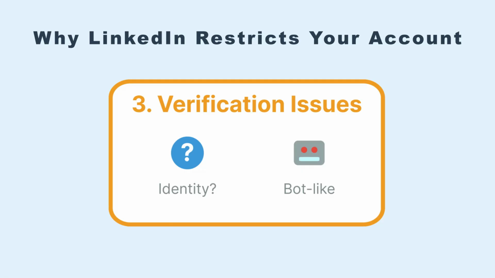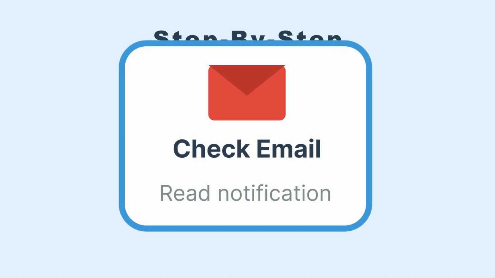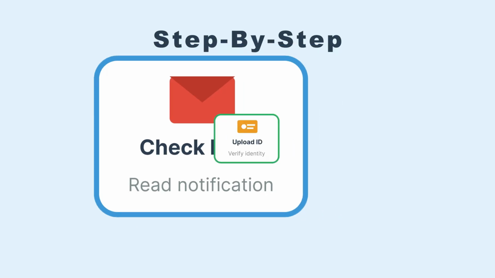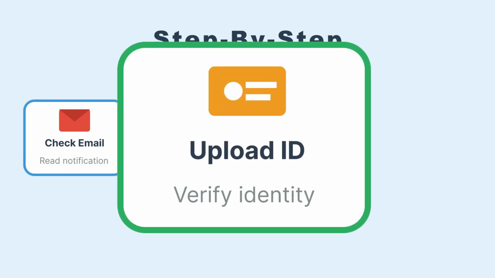If your account's been restricted, don't panic. Here's how you can fix it step by step. First, check your email. LinkedIn typically sends a notification explaining the restriction. Read it carefully to understand the reason, whether it's too many connection requests, automation tool use, or an identity verification issue. Second, follow instructions. If LinkedIn requests identity verification, upload a clear photo of a government-issued ID or passport as directed. Make sure the name matches your profile to avoid further issues.